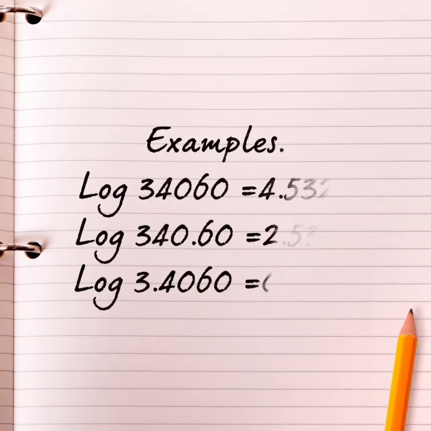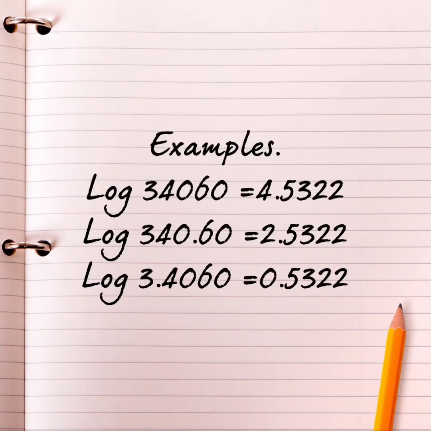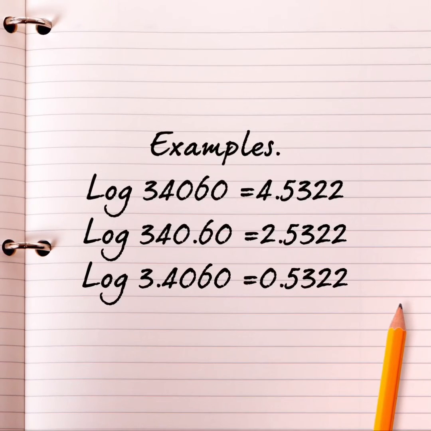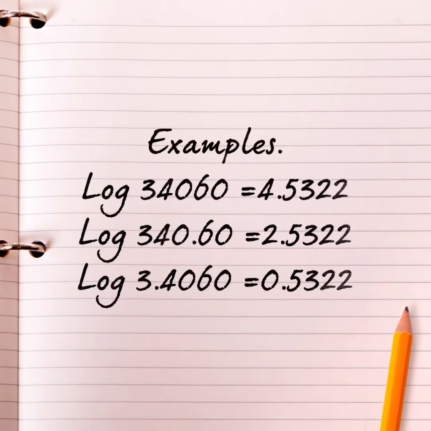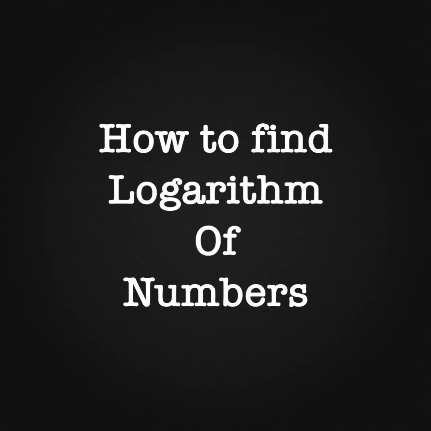So we use the characteristic to determine the place value of our numbers. You can try other numbers yourself and see if you can generate 1001 numbers with the same mantissa but not the same characteristic. Now let me show you how you can find the logarithm of numbers.